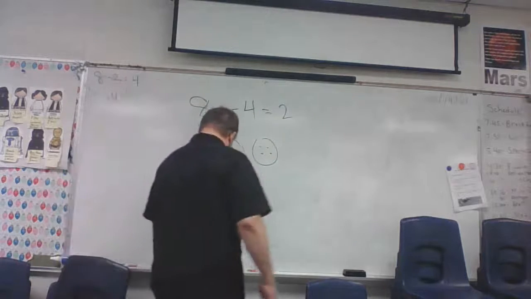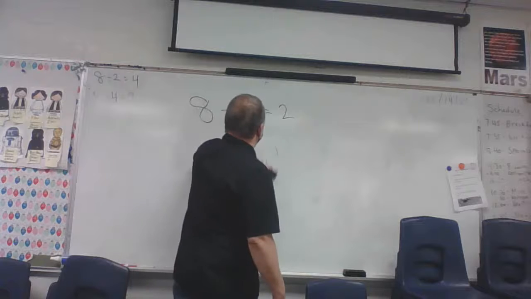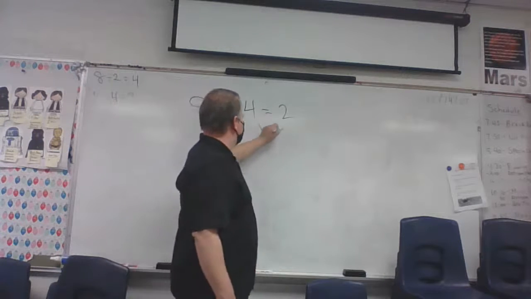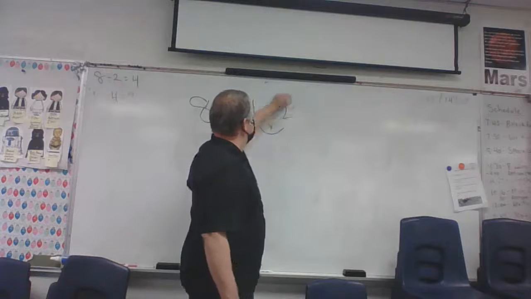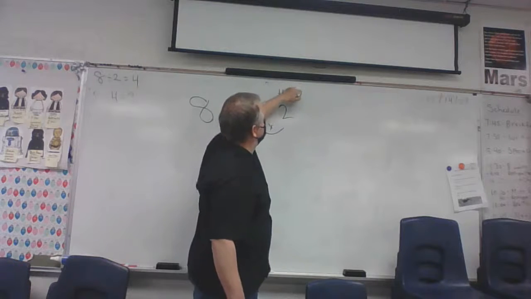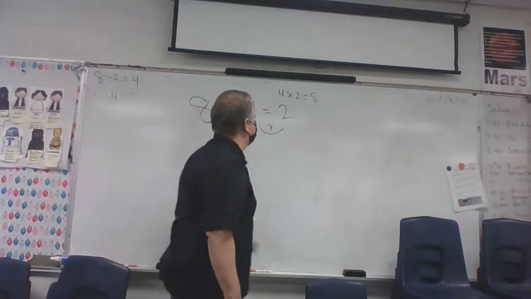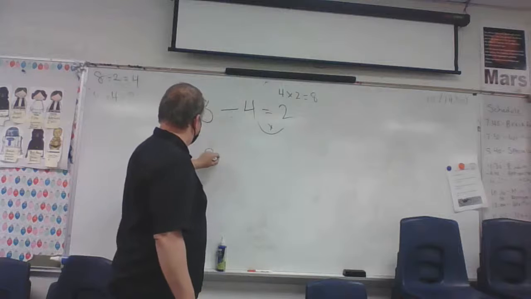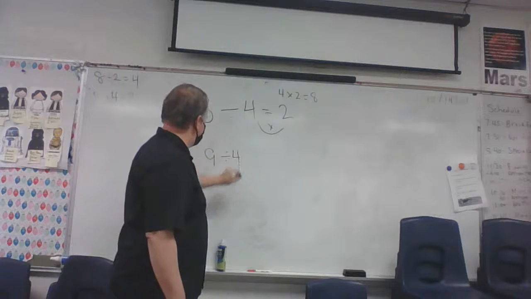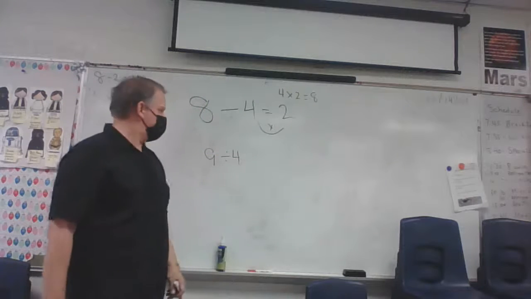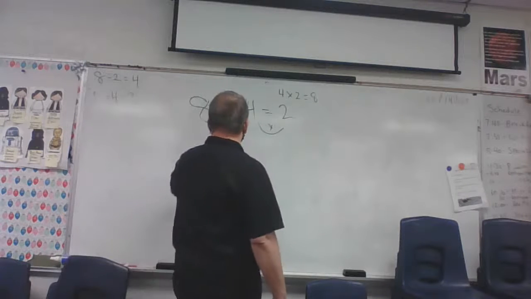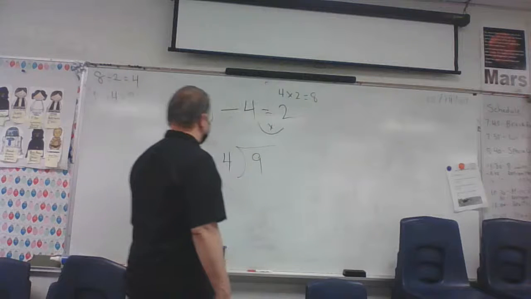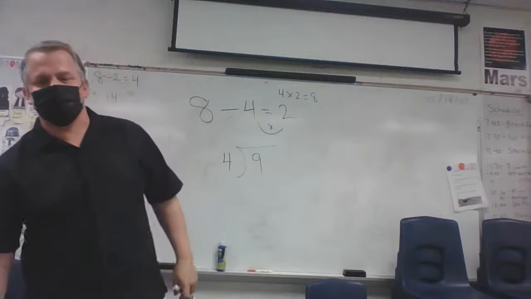Now, what if I began to change? We know that there's 2 equal groups because 4 times 2 equals 8. But what if I took 9 and divided by 4? Now here in fourth grade, we're going to actually put it in the house. I always call it the house. It's just what we call it growing up. Okay, 4 divided into 9.